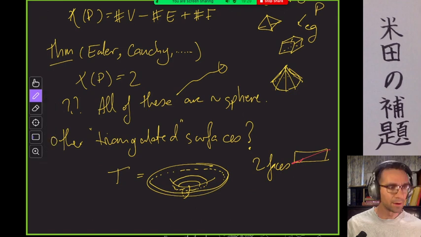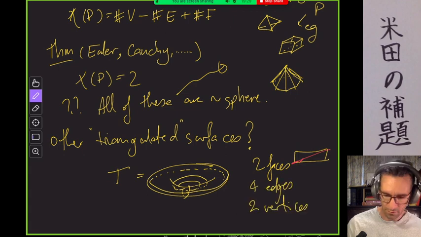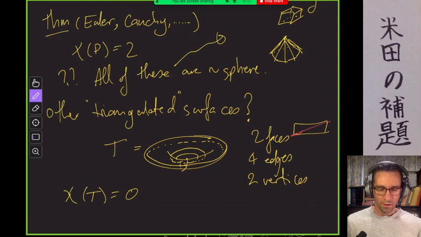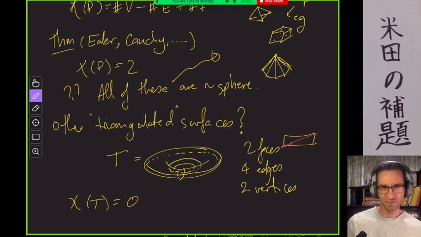It has 4 edges, 2 vertices. So then the Euler characteristic is 0. All right, so we just get a number which tells us that somehow these polyhedra that look like spheres are different in some sense to the torus.